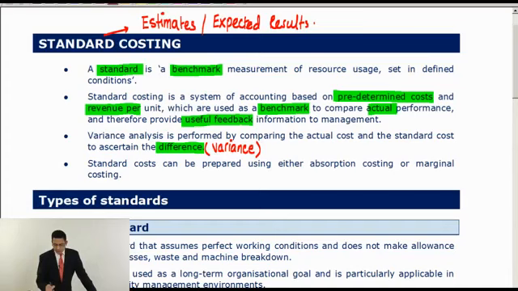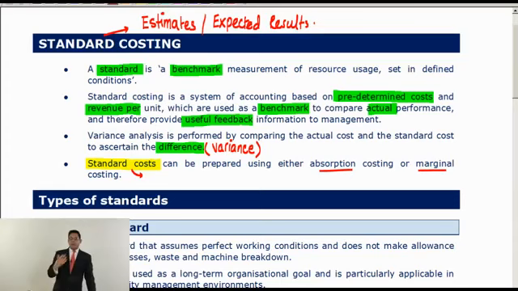Now, standard costs can be prepared using either absorption costing or marginal costing. Here is one thing before I move into it. I will repeat this information again and again. Whenever we consider standard cost, okay, please remember whether we are talking about standard material cost, standard labor cost, standard overhead cost, standard sales, etc. Standard simply represents the value of material, value of labor or overheads or revenue or sales per unit.